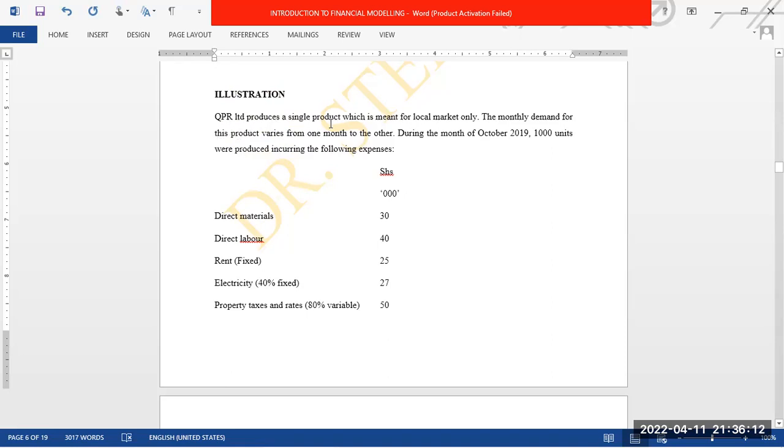QPR Limited produces a single product which is meant for local markets only. That is a company that produces products for local markets only, not for export. The monthly demand for the product varies from one month to the other. During the month of October 2019, 1,000 units were produced, incurring the following expenses.